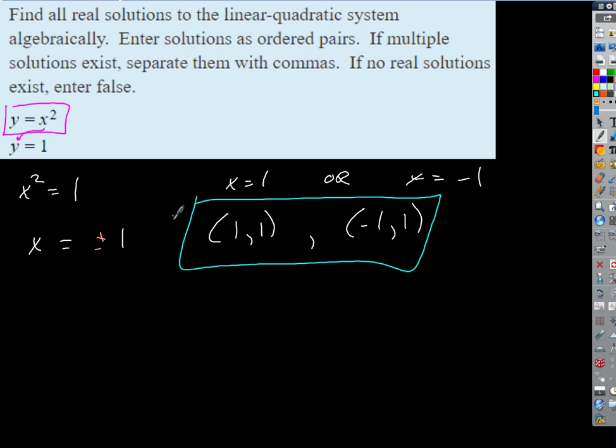Okay? If I were to graph these functions, what am I going to get? A parabola intersected by a line, and how many times does the line intersect the parabola? Right. Twice. Once at that point and once at that point, right? Okay? Let's try another one.